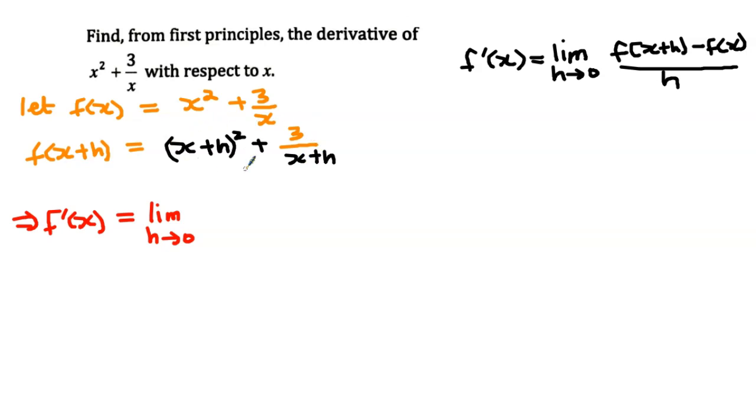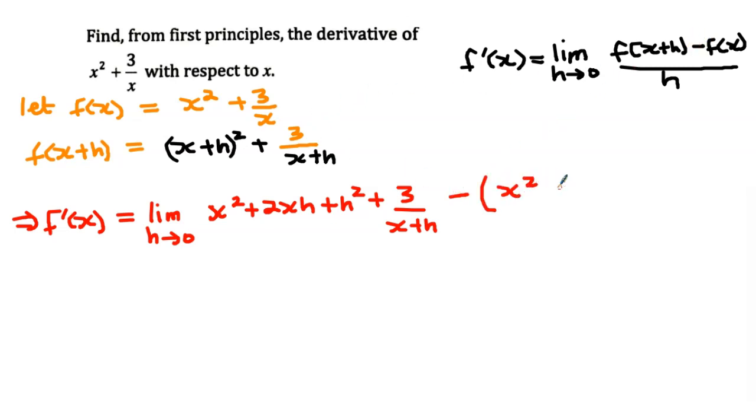So this implies that the derivative of f of x is equal to the limit as h tends to 0, and we are writing this one first, which we can also expand right from here, because we know the expansion of this using the binomial is going to be x squared. I hope you don't get confused. And then 2xh plus h squared. Then we write this 3 on x plus h, and minus, the minus is coming from the formula, x squared plus 3 on x, all over h.